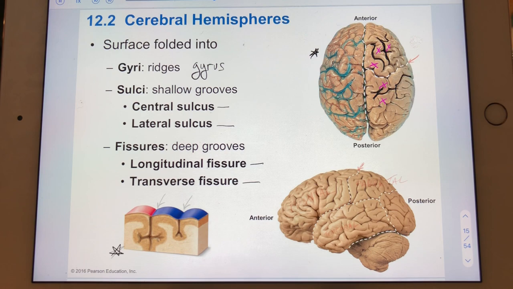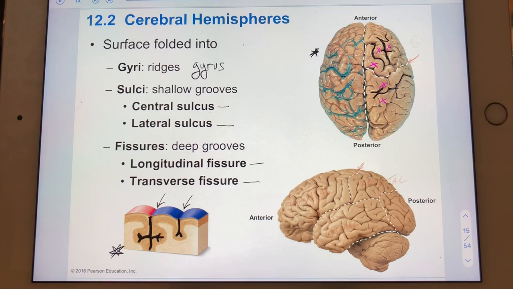In this image, bottom, here's a groove. Here's another groove. You know what? I could work a lot faster if I just chose a nice thick font. Okay. Presumably, this represents what? Yeah, a sulcus. Whereas this represents what? Yeah, a fissure. Okay. Just a question of depth.